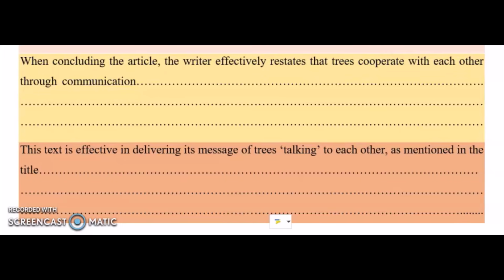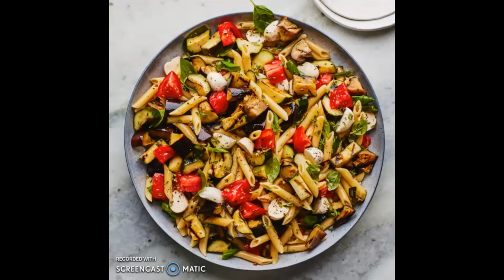And in the last paragraph, the text is effective in delivering its message of trees talking to each other, as mentioned in the title. So here, in this whole article, the author has used multiple literary devices. I suggest you compare text analysis to eating a new dish in a restaurant, like a food reviewer, because you carefully examine all the different ingredients used in that dish to make it something special.